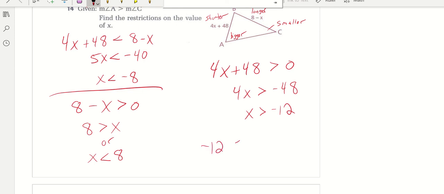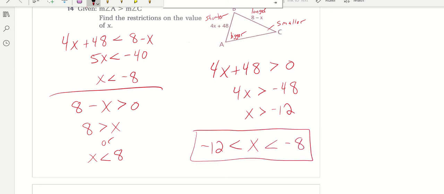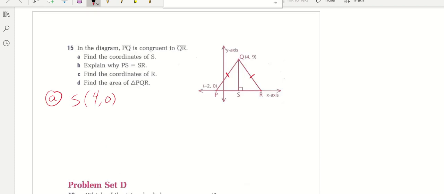So negative 12 is the low end, x has to be greater than that, and negative 8 is the high end, x has to be less than that. All right, number 15 in the diagram, PQ is congruent to QR. Here's PQ, here's QR. We're also told that QS is perpendicular to PR. Notice PR is directly on the x-axis, meaning it's perfectly horizontal, which means QS has to be perfectly vertical.